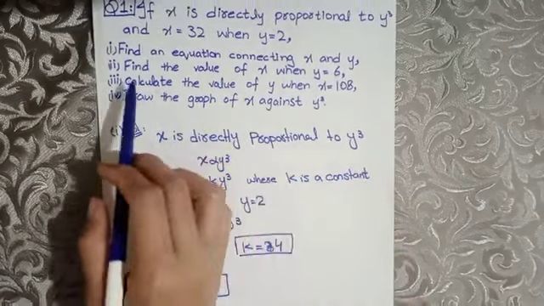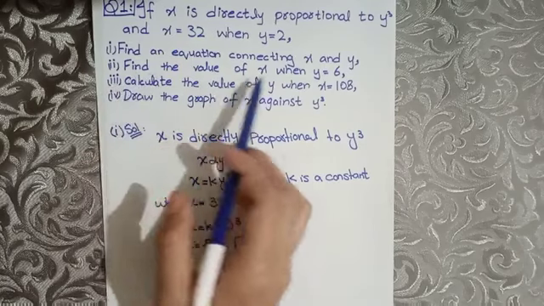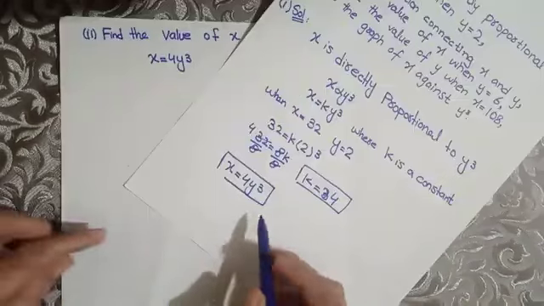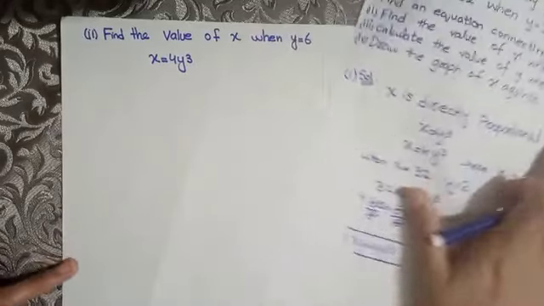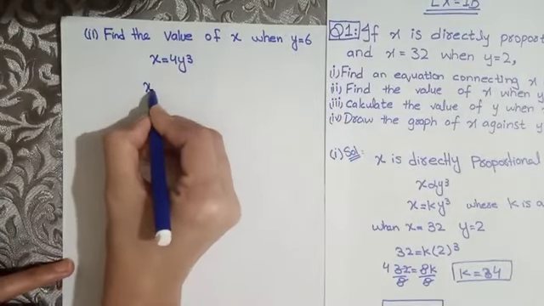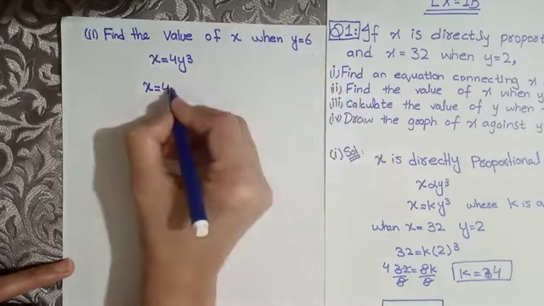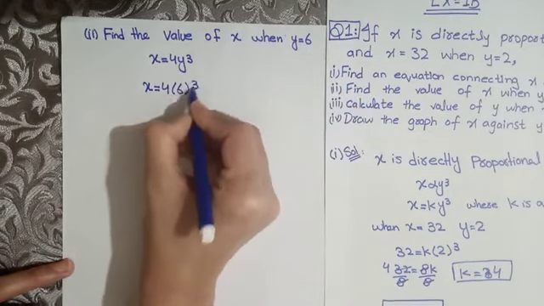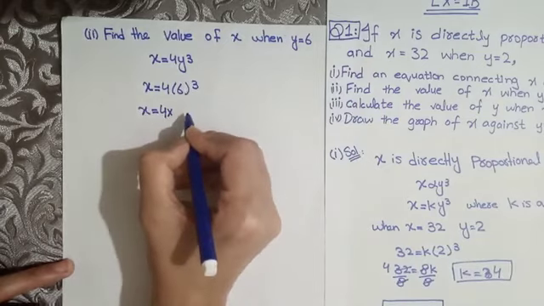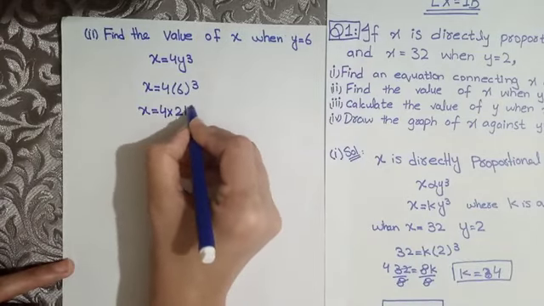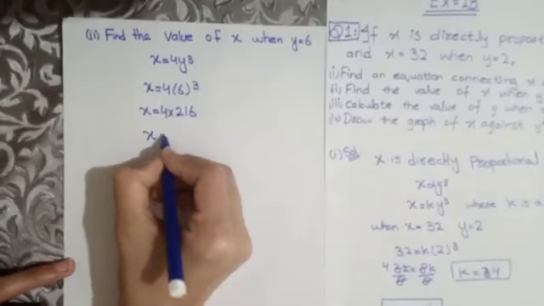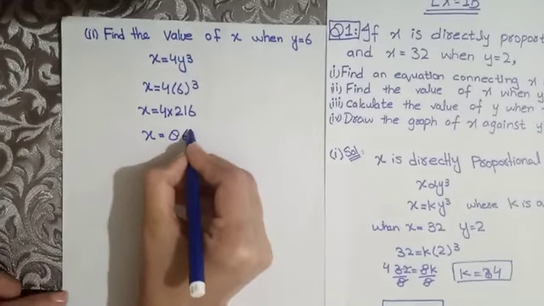Now second part of this question, find the value of x when y is equal to 6. That equation will be used in all parts. We are given the value of y is equal to 6, so x is equal to 4 times 6 cube, x is equal to 4 multiplied by 6 cube, which is equal to 216. Now 4 multiplied by 216 is equal to 864.